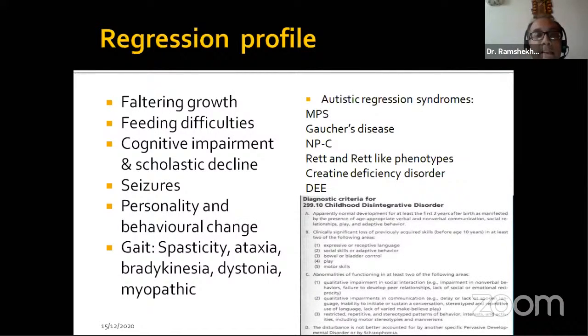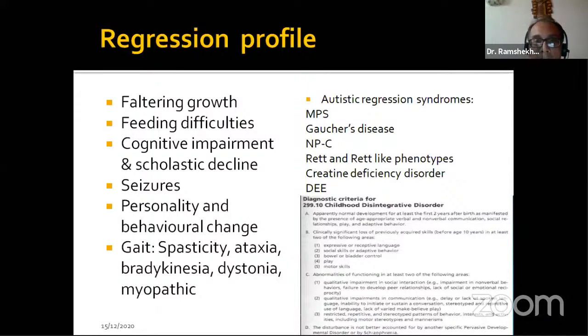I'll not be going into details of peripheral neuropathy and myopathy because these are elemental syndromes which are associated with motor regression, and I will be concentrating mostly on the cognitive and the language regression. One particularly challenging area is the area of autistic regression. Now, autistic regression basically refers to the decline in language as well as social skills along with certain stereotypies.